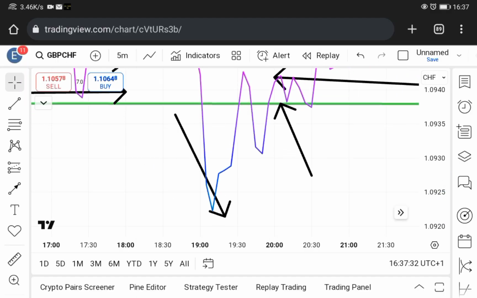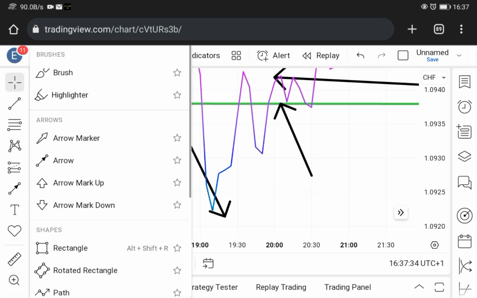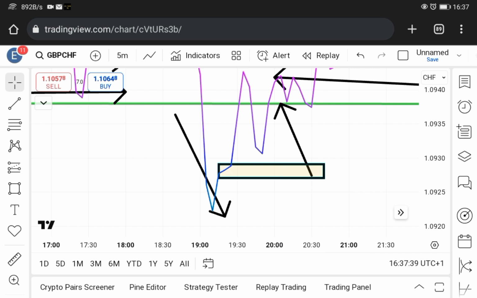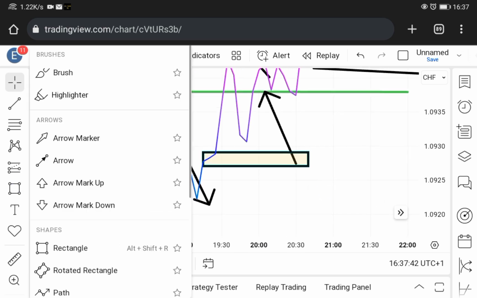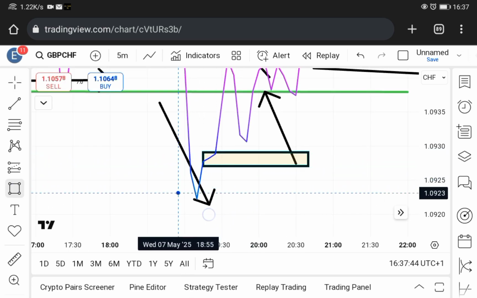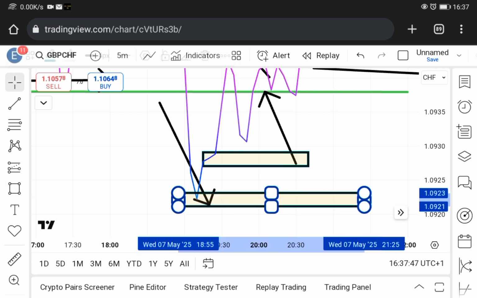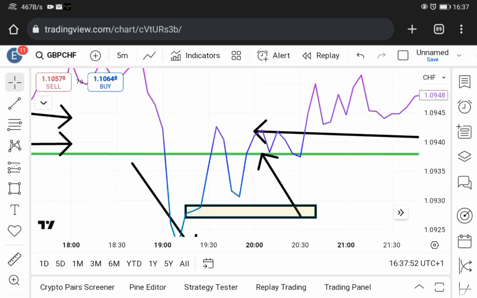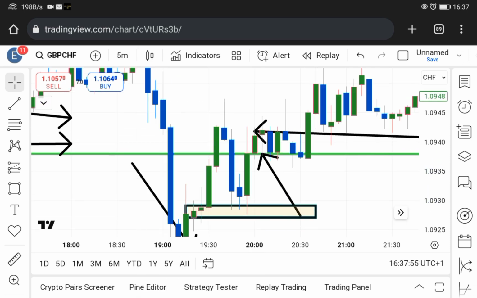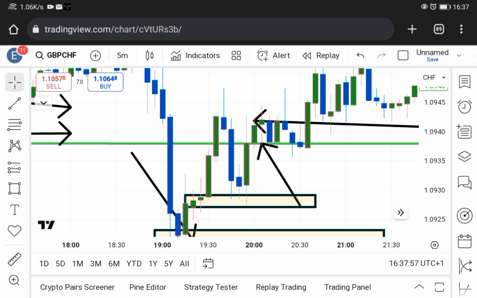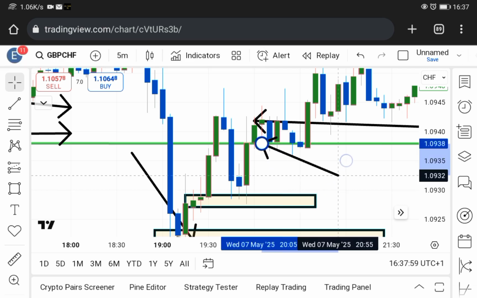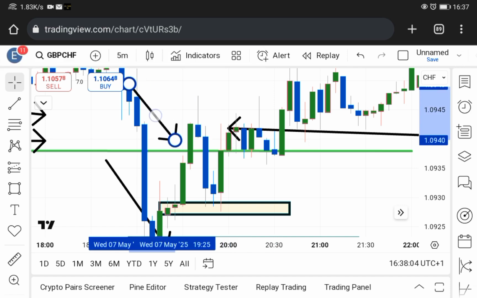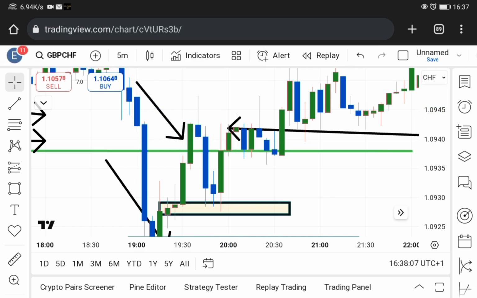So we have a zone right here. We have a little consolidation right there, and we have another one right here. If you turn your chart to a line chart, it will show you these consolidations very well. So now let me turn it back to a normal candle chart. This very green candle right here was the one that closed above this zone.